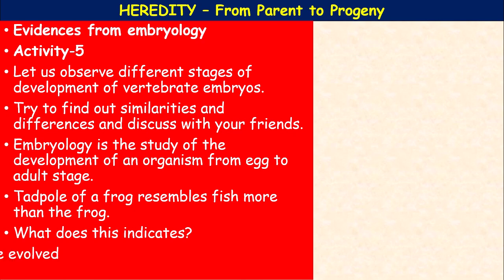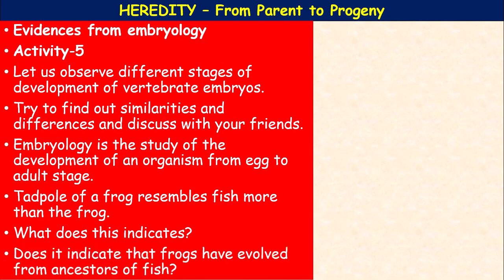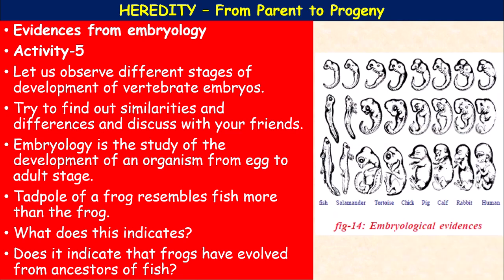Okay. What does this indicate? Does it indicate that the frogs have evolved from the ancestors of fish? Definitely. See, you can see the embryological evidences here: fish, salamander, tortoise, chick, pig, calf, rabbit, human. These are all the embryos of different organisms. See the developmental stages, the changes, how the different organs are formed finally.